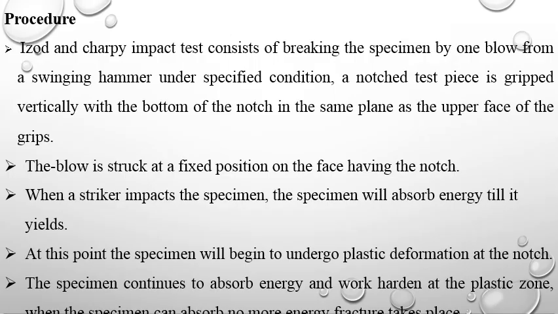The procedure is shown here. It consists of breaking the specimen by a blow from a swing hammer under the specified condition. The blow is struck at a fixed position on the face having a notch. When the striker impacts, the specimen will absorb energy till it yields. At this point, the specimen will begin to undergo plastic deformation and also absorbs energy with work hardening in the plastic zone, until it has no energy left and fracture takes place.